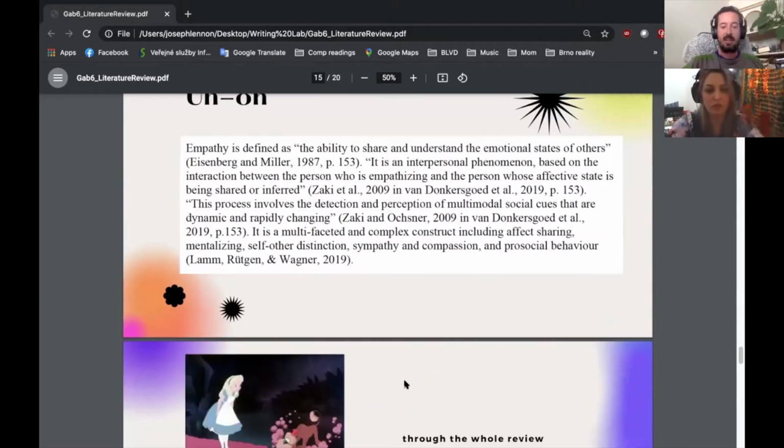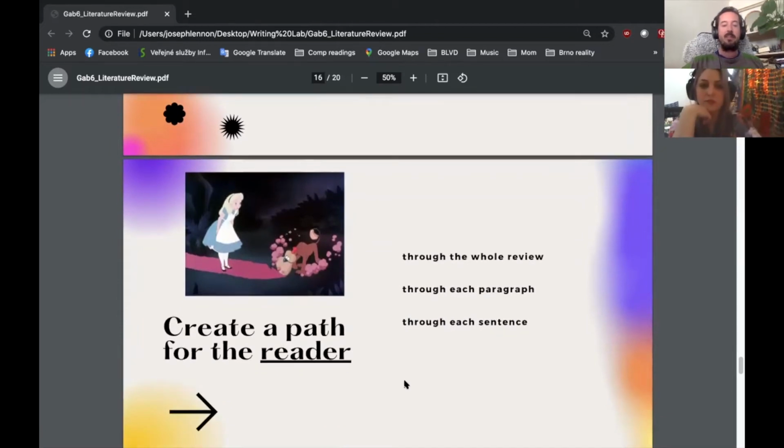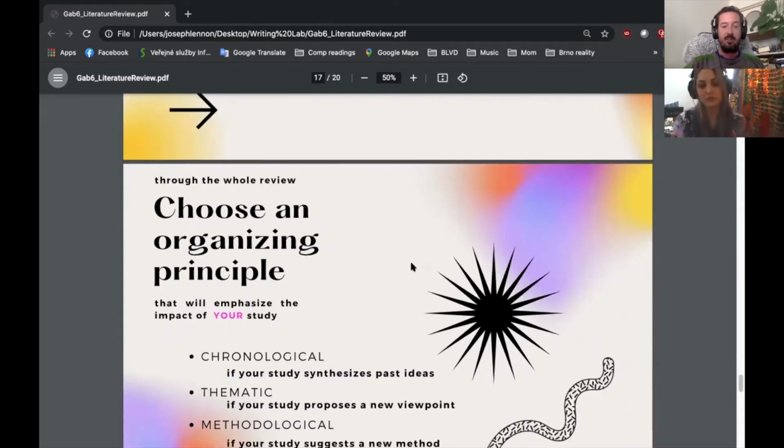So how do we fix this problem? I'm going to break it down in three ways: creating a path. Obviously, your goal when you're writing your literature review is to create a path for the reader. In other words, you followed your own path, but you have to forget that. Now you're creating a path for the reader. And there are ways you can do that through the whole review, through each paragraph, and through each sentence. So I'm just going to try and quickly show you those.